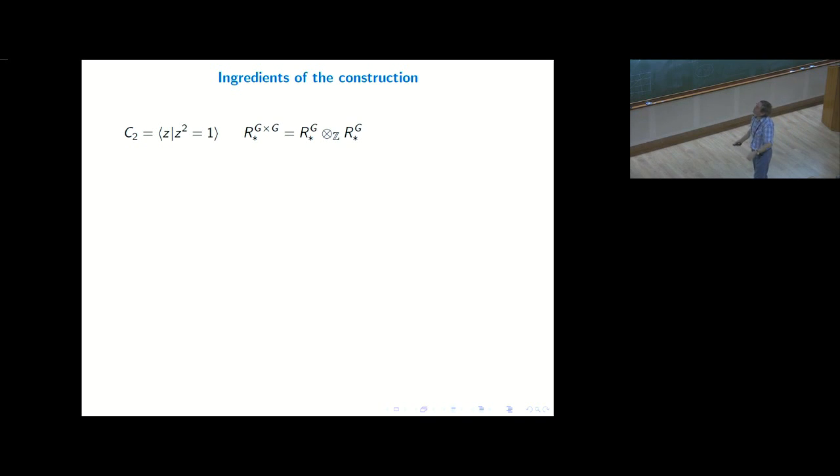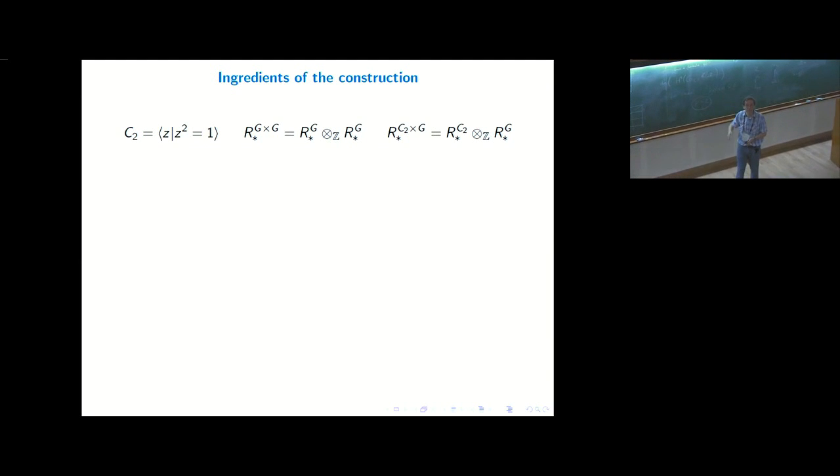G is the group I'm interested in, so I have to build a resolution for G cross G, which I actually showed on an earlier slide. I have to build a resolution for G cross G. And C2 cross G is also a group, so somehow I have to build a resolution for C2 cross G. Now these resolutions, I put over Z, but in fact, it suffices to work over Z mod 2, so I can actually construct minimal resolutions for these.